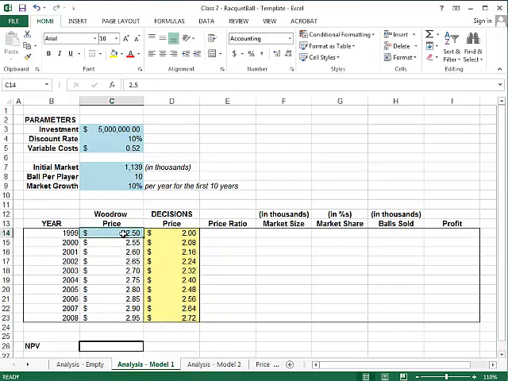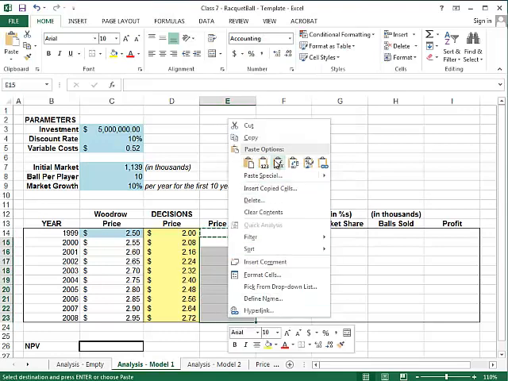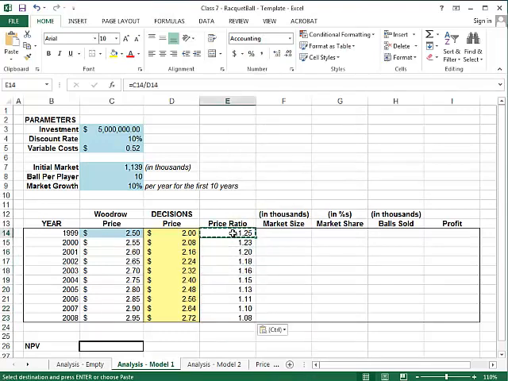Now that we have the competition price and our price for each year, let's find the price ratio. So the first year our price ratio is 1.25. So these are our ratios. I'm going to copy this, paste it all the way down. As you can see, our price ratio is getting smaller, which means our price is getting closer to the competition's price.